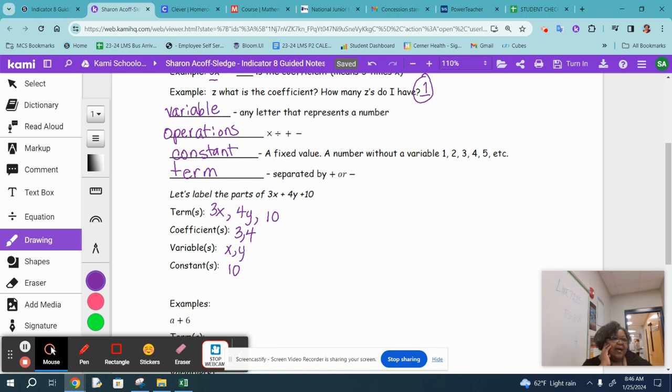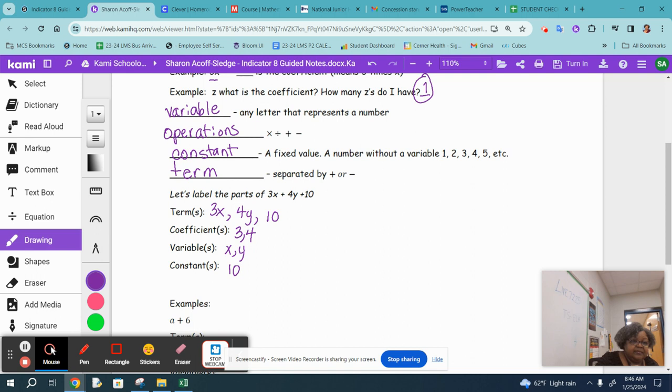Give me a good question. A question that somebody else might have. You don't have it because you got it. Yes, Cooper? What makes a term a term? Very good. What makes a term a term? It's separated by a plus or a minus. Not division or multiplication, only plus or minus when you're looking for terms.